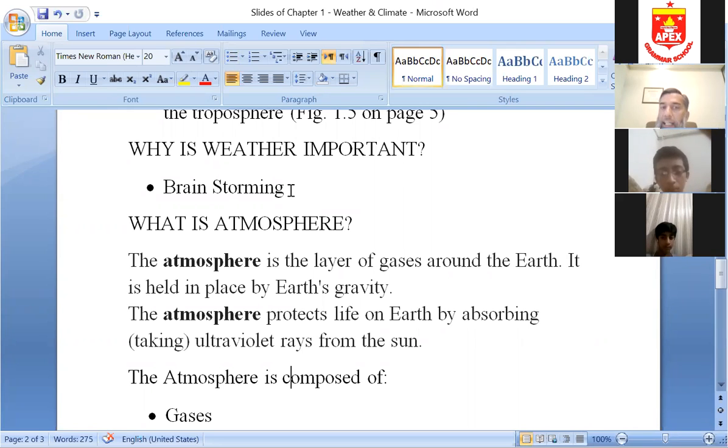It is held in place by earth's gravity. You all know the earth has a gravity, bete. Whatever thing there is, it falls down. If you have anything in your hands, if you have keys in your hands, or anything else, and you let it go, it will fall on the ground. But why does it fall on the ground? Because of the earth's gravity. The gravity of the earth, a force around the earth that pulls everything around itself.